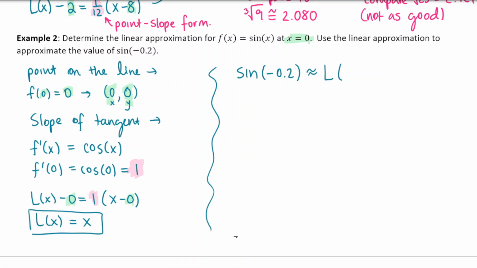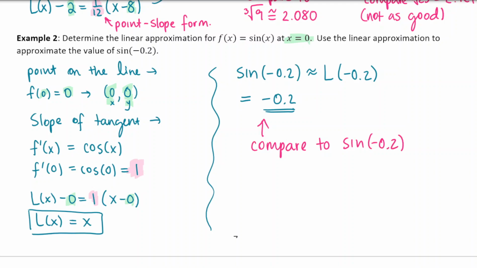So this is going to be L at negative 0.2. And since L of x is so simple here, it's just x, so it's just negative 0.2. Okay, and we can compare it to sine of negative 0.2, and it's actually pretty close. Sine of negative 0.2, if you use a calculator, is approximately negative 0.199. So pretty good. Again, only like a little bit off, about 1,000th off there. Yeah. So it's a pretty good approximation.